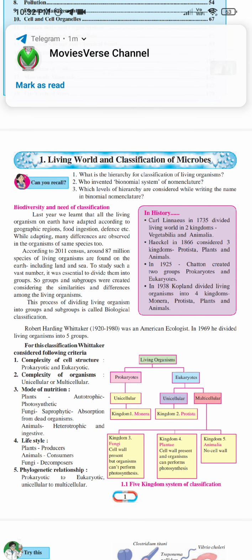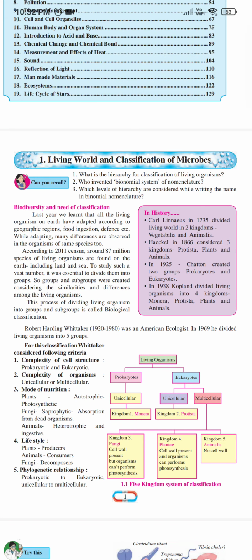First biodiversity: in the surroundings, what kind of diversity is there, living, non-living, plants and animals, all these things. And why do we require to classify the animals, we can say organisms, and we can say microbes. Just see in history they have given Carl Linnaeus in 1735, he said animal kingdom and the vegetable kingdom.